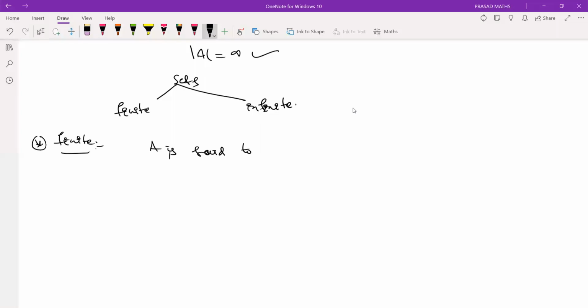Don't skip it like this, because once you want to define the countability of a set, remember that a set is countable if it is either finite or there is a bijection between the natural numbers and the given set. So the finite set plays a very important role in defining the countability of a set. A set is said to be finite if and only if its cardinality is finite. Otherwise, it is an infinite set.